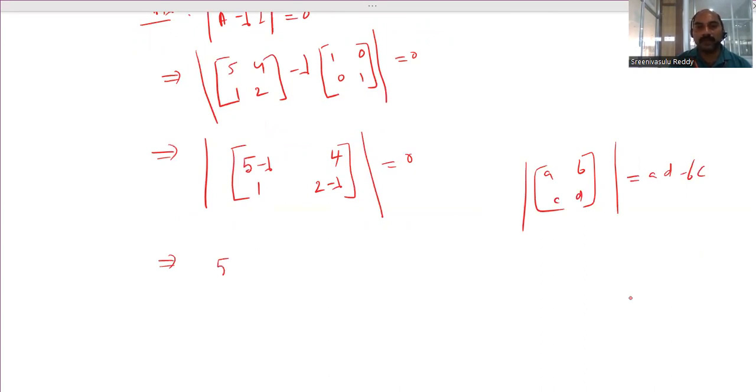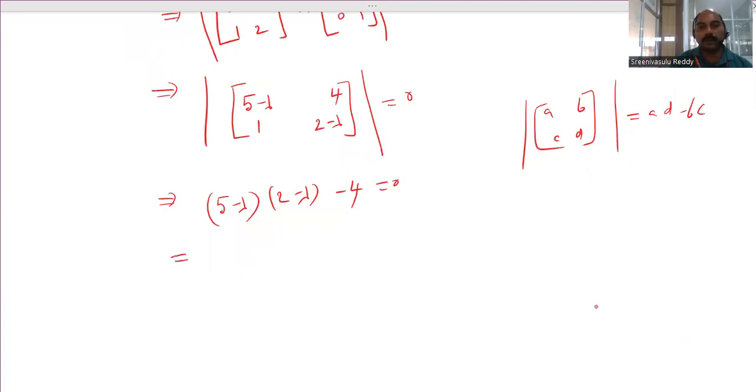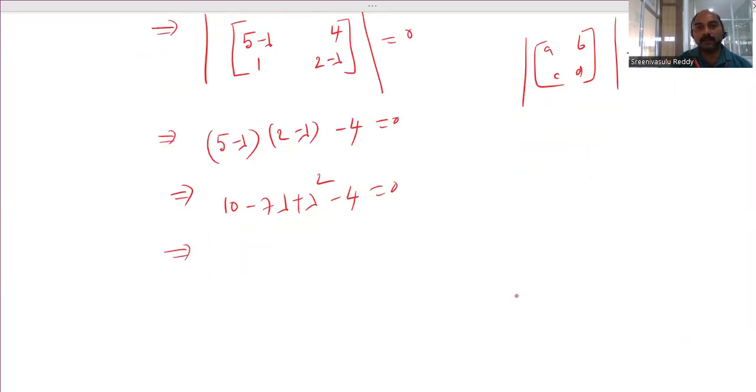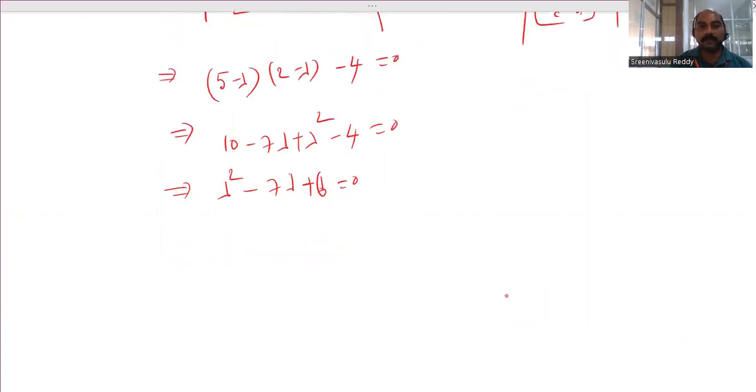So, as per procedure, (5 minus lambda)(2 minus lambda) minus 4 equal to 0. Expand this: 10 minus 5 lambda minus 2 lambda plus lambda square minus 4 equal to 0. That implies lambda square minus 7 lambda plus 6 equal to 0. We get a second order equation.